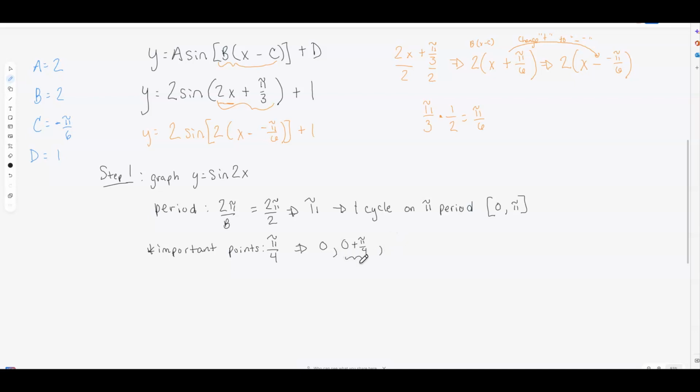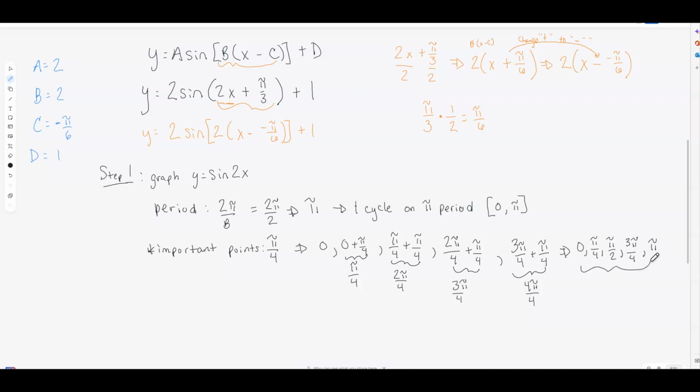So then this becomes pi over 4 plus pi over 4, which is 2 pi over 4. And so now I'm going to have 2 pi over 4 plus pi over 4, which is 3 pi over 4. And then I'm going to have 3 pi over 4 plus pi over 4, which is 4 pi over 4. And when I reduce all of those, now I have 0, pi over 4, pi over 2, 3 pi over 4, and pi.